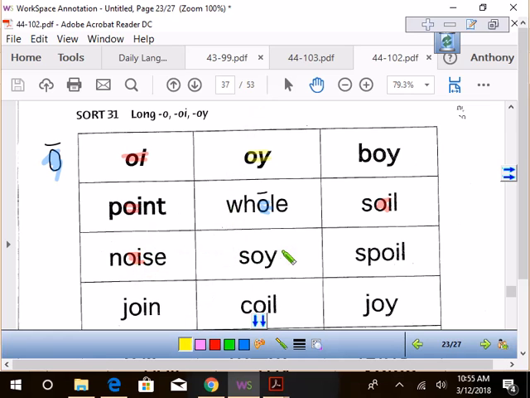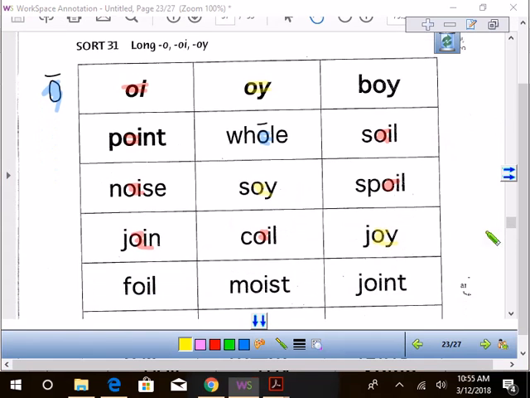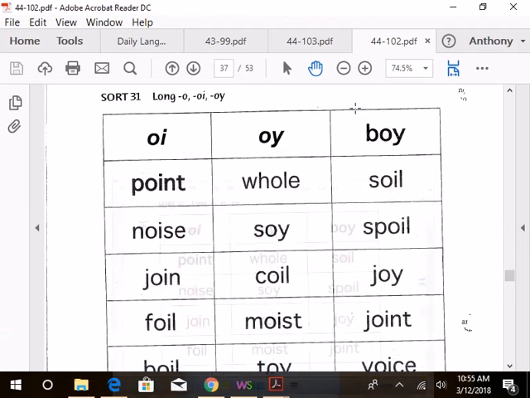Yellow. It's going to get the yellow. How about spoil? Red. Join? Red. Coil? Red. What about joy? Yellow. Very good.